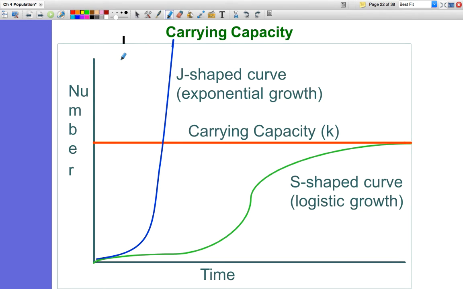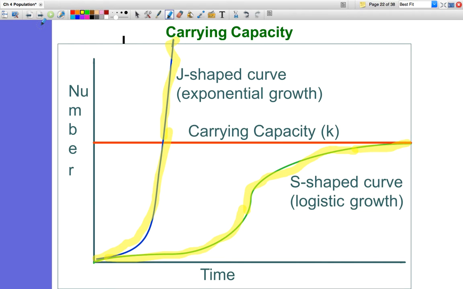So carrying capacity, number, J-shaped curve, so exponential growth. K is our carrying capacity, and S-shaped curve is logistic growth. So exponential growth is population growth that goes on and on and on forever. So the populations just get bigger and bigger, and they exceed the carrying capacity of their habitat. Whereas with an S-shaped curve, once the population reaches that carrying capacity, it tends to stay right around that carrying capacity.